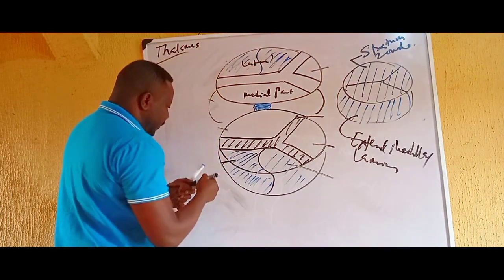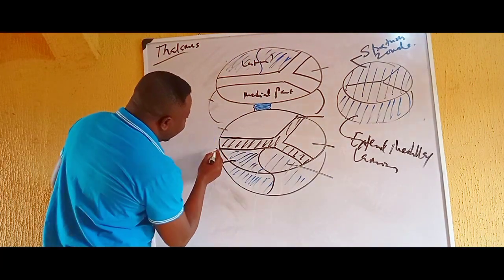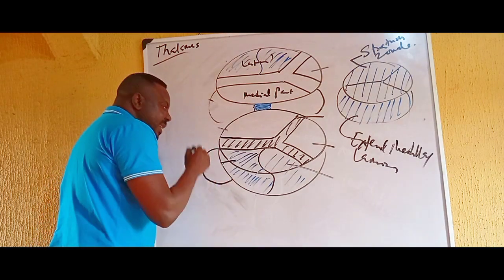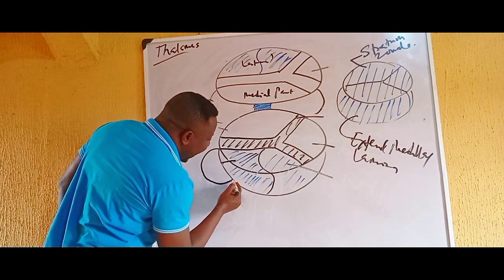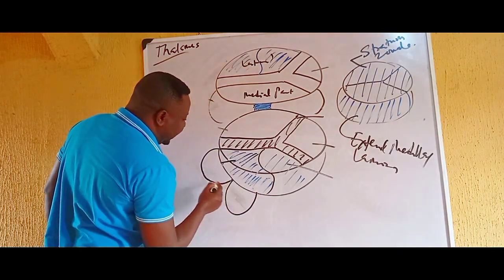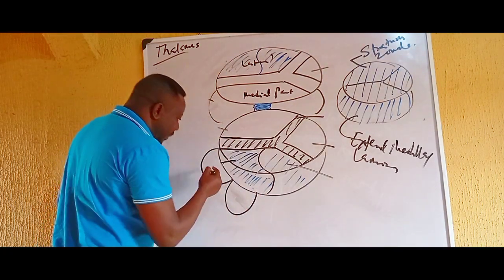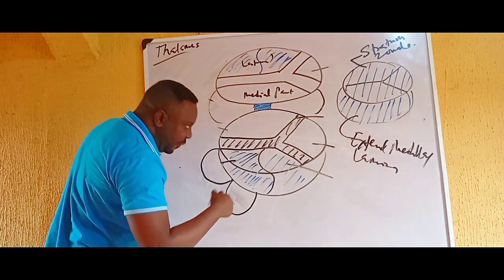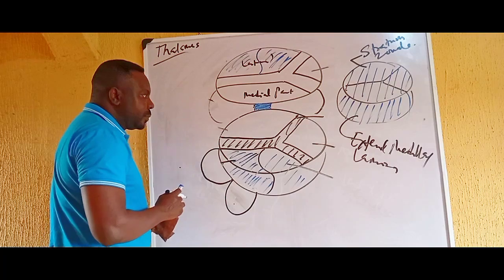One of which is actually known as the medial geniculate body, which contains the medial geniculate nucleus, and then we have the lateral geniculate body. The lateral geniculate body contains the lateral geniculate nucleus. The medial geniculate body is actually involved in audition. The lateral geniculate body is involved in vision.